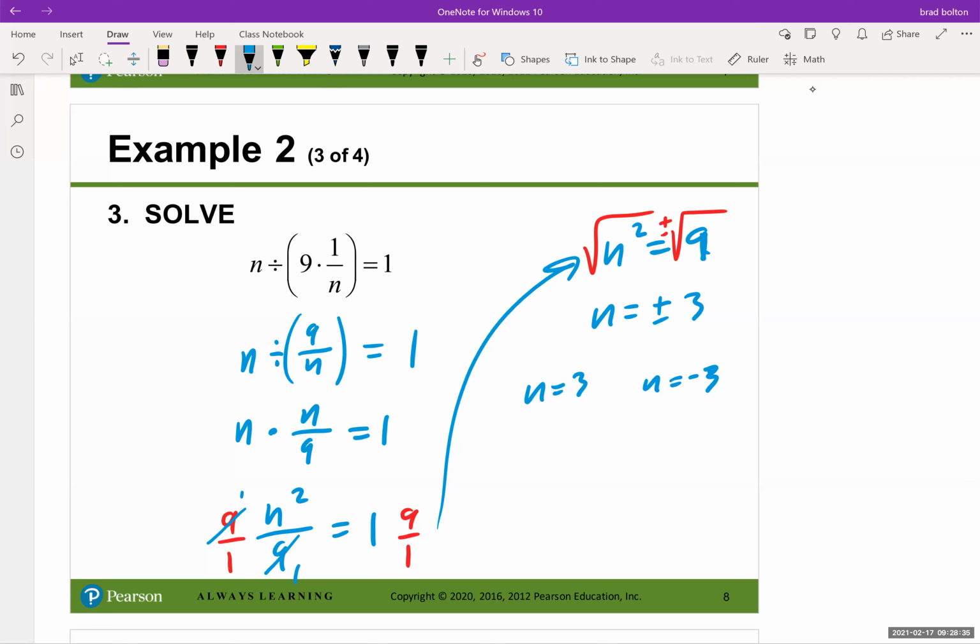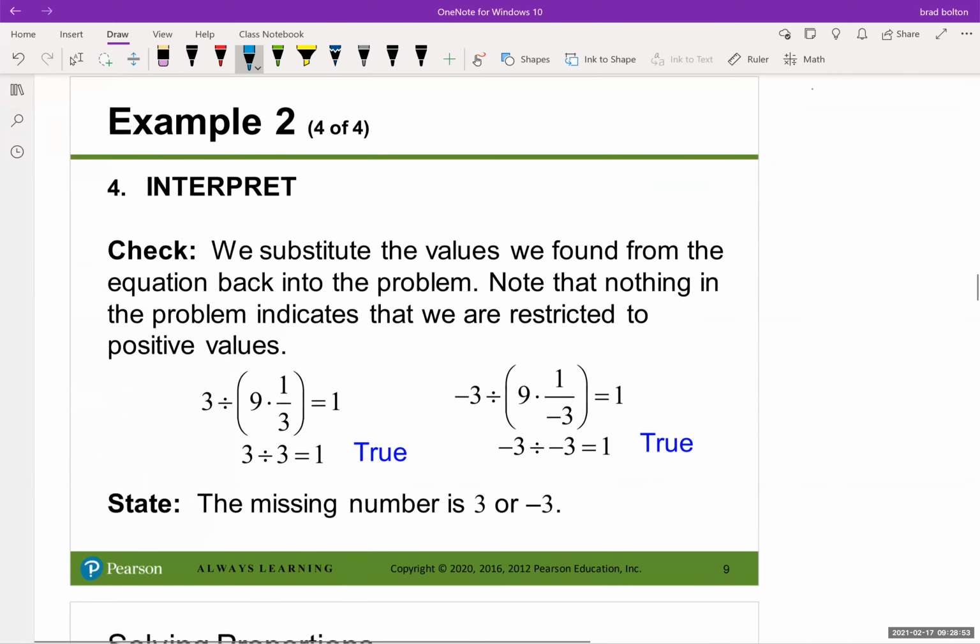In the homework, it may ask you to do it like this, right? Remember, they like you to write it as a set. So n equals, and then they'll say the set of negative 3 comma 3. That's how they may ask you to write it. But again, this is just another technique that we can use to solve for a given variable or a desired variable.